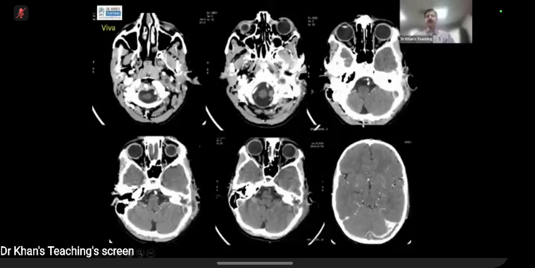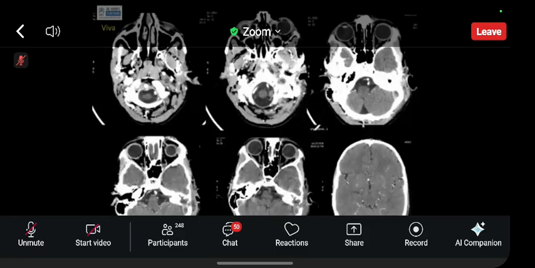Thrombus where? Within the sigmoid sinus, there's a low density filling defect there. Okay, that's fine.